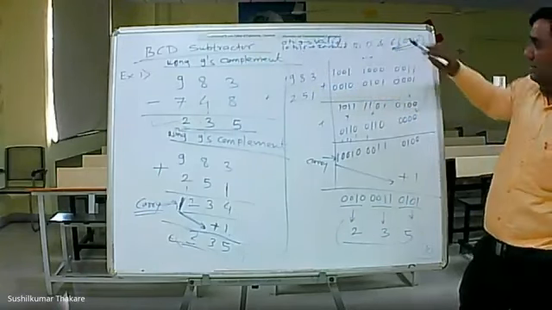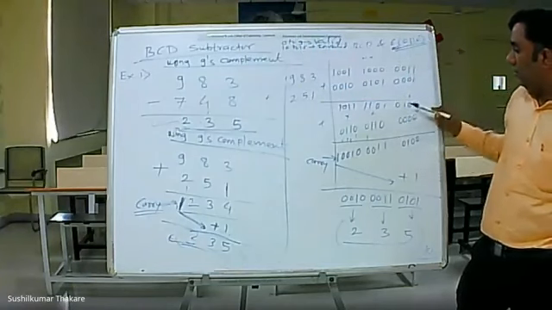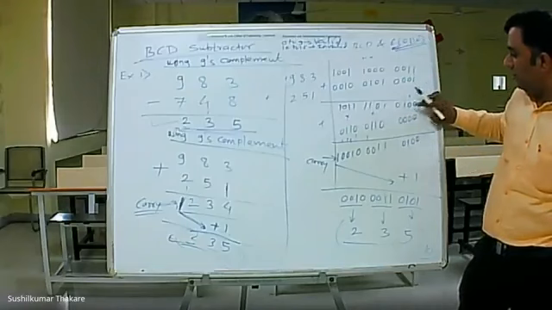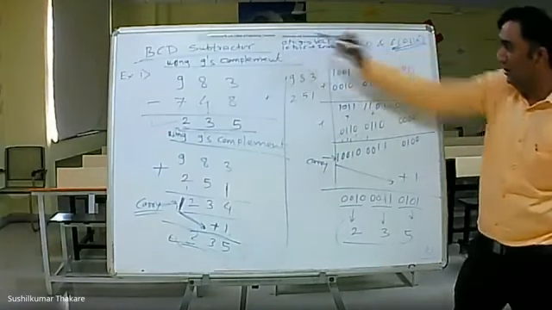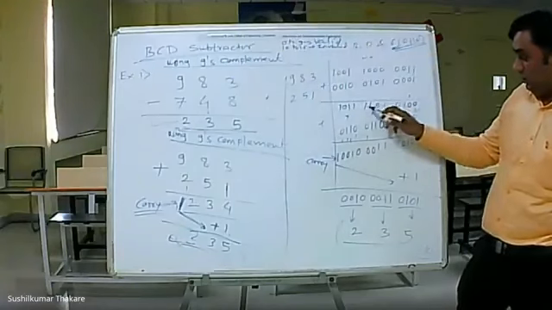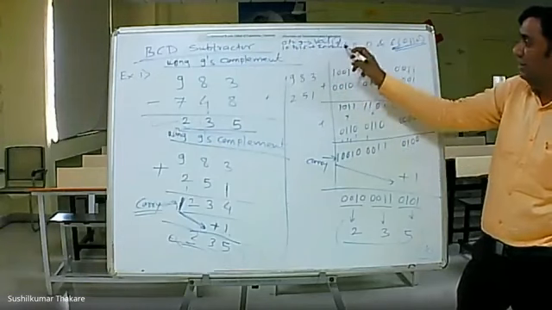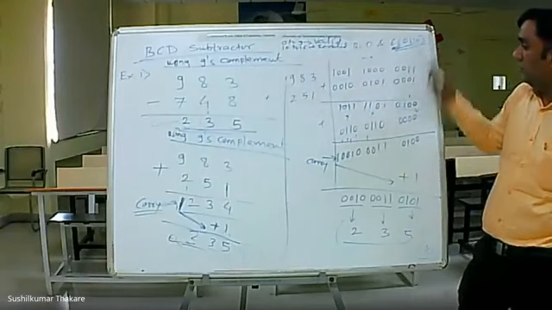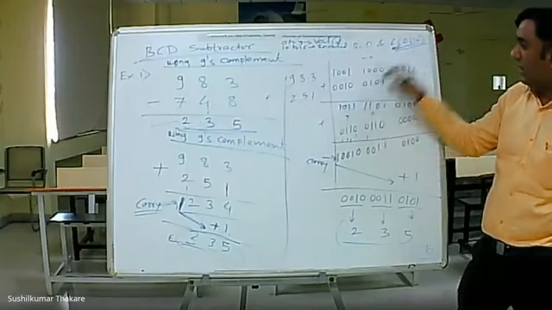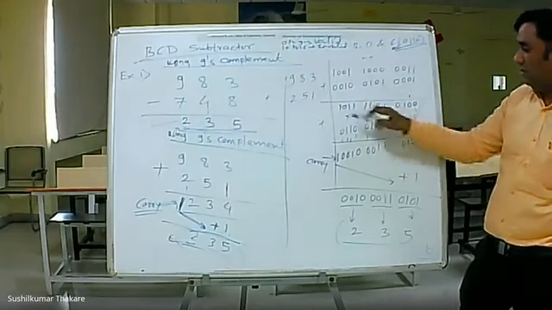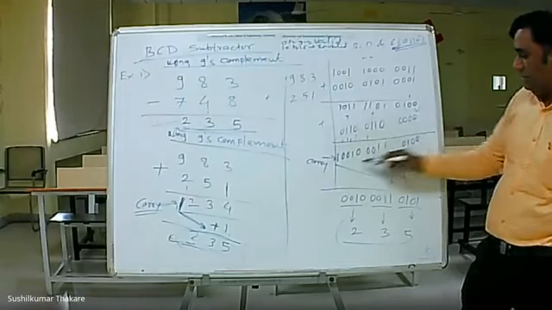That's why I add 6. What is 6? 0, 1, 1, 0. So 0, 1, 0, 0 is 2, which is between 0 to 9, that's why it is valid. But 1, 1, 0, 1 means 13. It's invalid. That's why I add 0, 1, 1, 0. 1, 0, 1, 1 is again invalid, so I add 6.